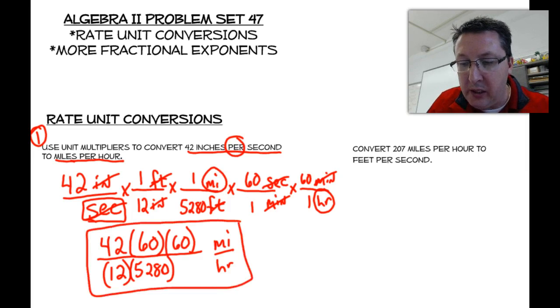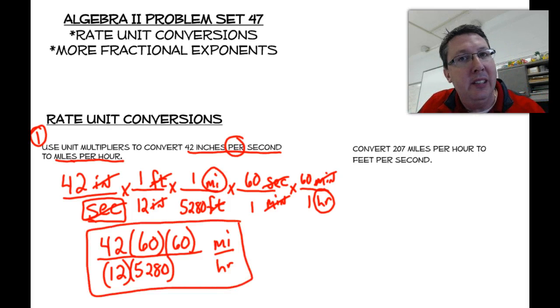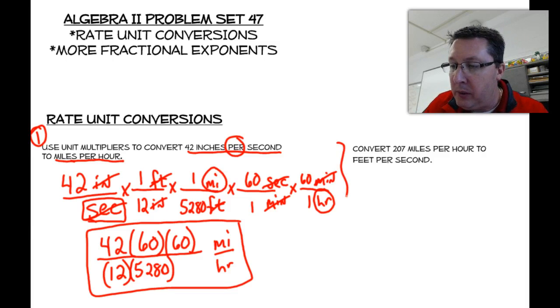That's as far as we need to go. We could multiply this out, get a decimal, but we don't really need to. If you can show me that much, that should be good enough. Okay? Let's try another one.